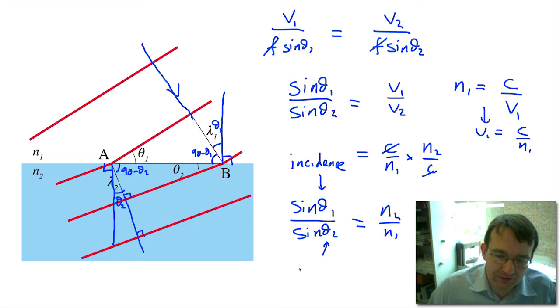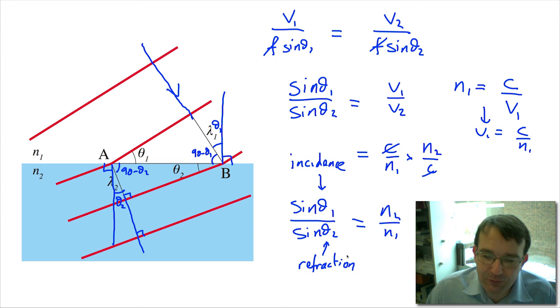And so what I've shown here is that Huygens' principle, which relies just on the different propagation speeds in the two media to construct the wavefronts, gives you Snell's law. So Snell's law essentially is a direct consequence of the different speeds of light in the two media.